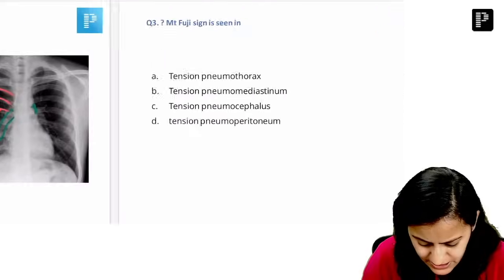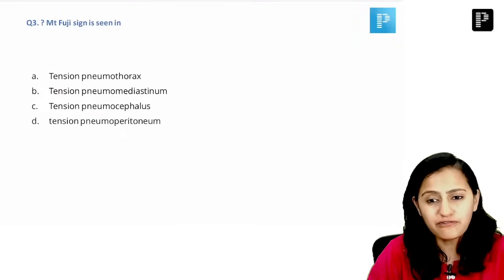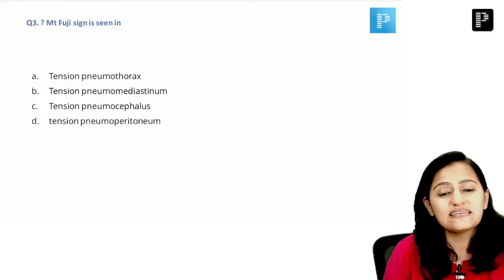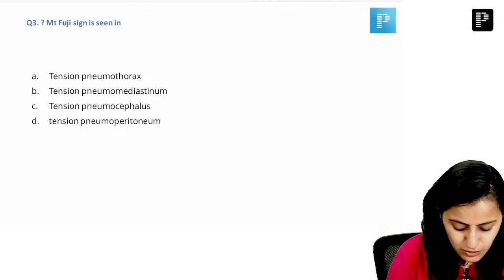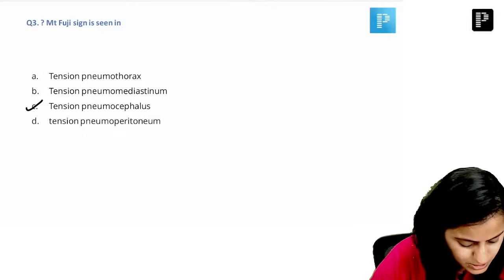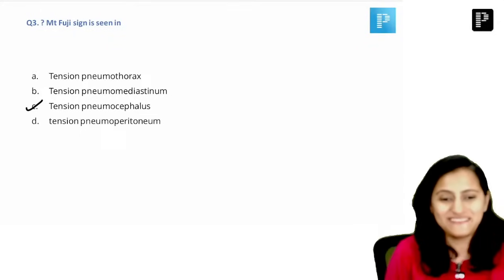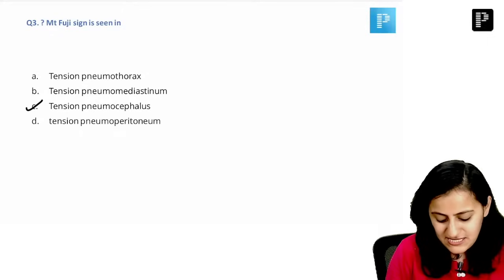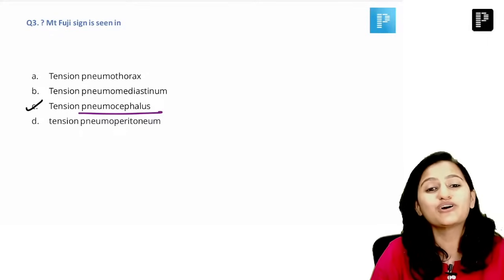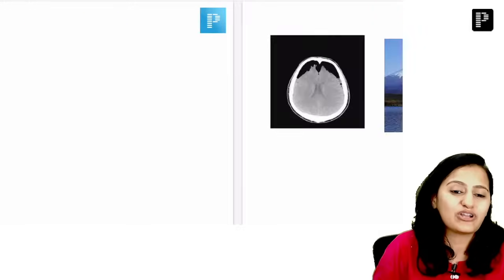Going to the next one. Mount Fuji sign is seen in, right? Mount Fuji sign is seen in tension pneumocephalus. We have discussed this in our radiology videos on PrepLadder also. Okay. So, right, I'll come to your queries, guys, don't worry. So, Mount Fuji sign is seen in tension pneumocephalus. Pneumo is air, cephalus means in the cephalic cavity, in the cranial cavity.